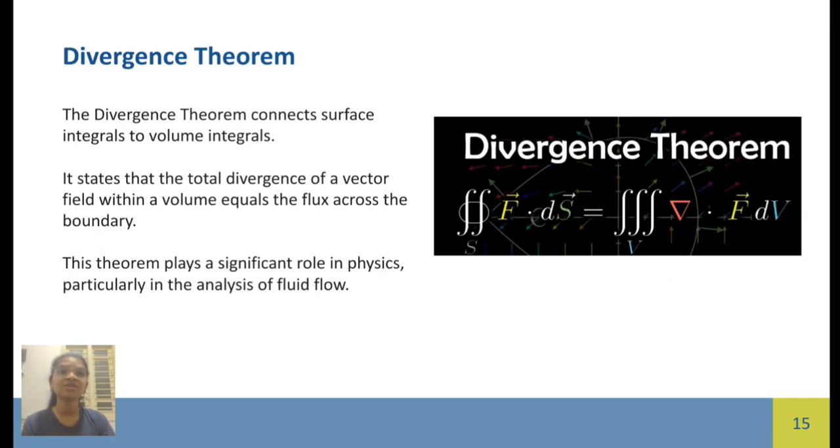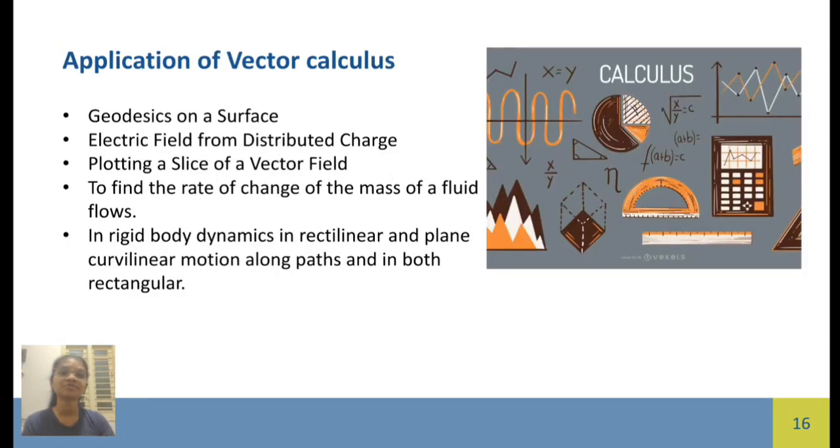Divergence theorem. The divergence theorem connects surface integrals to volume integrals. It states that the total divergence of a vector field within a volume equals the flux across the boundary. This theorem plays a significant role in physics, particularly in the analysis of fluid flow.